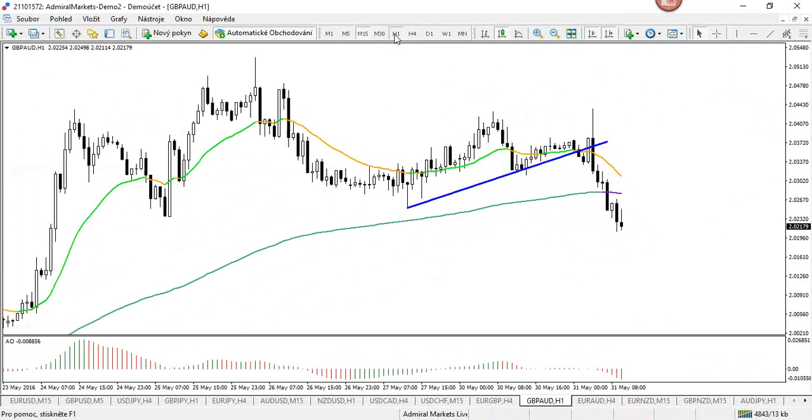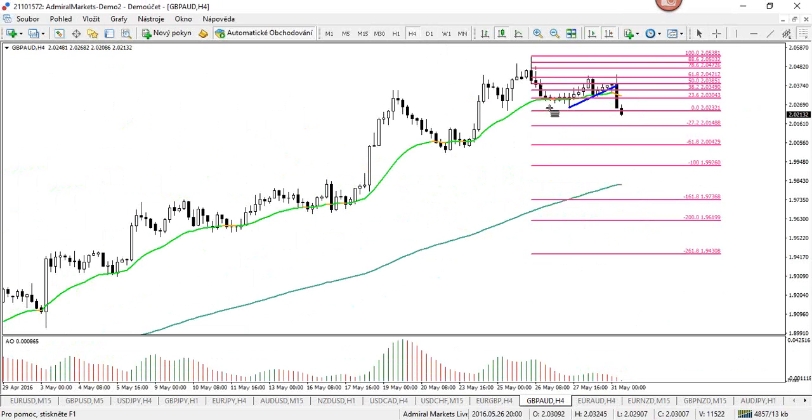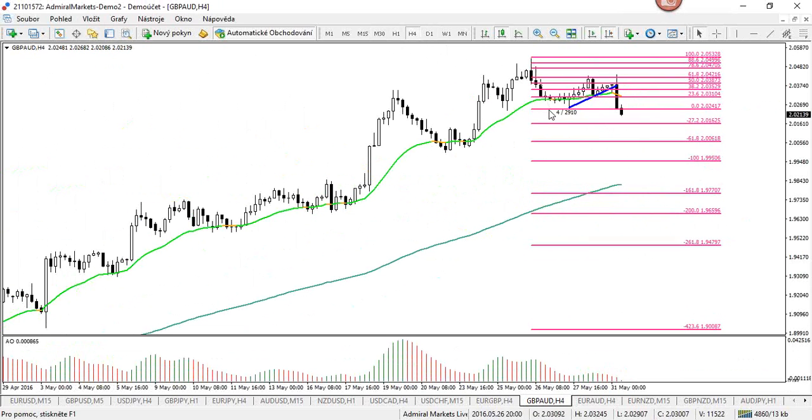Let's see how far it can push. I think that considering the strong 4-hour candle here and the space it has to the moving average, that could be a pretty sizable momentum. But for the moment, the standard target is the minus 61.8 target at 200.60.